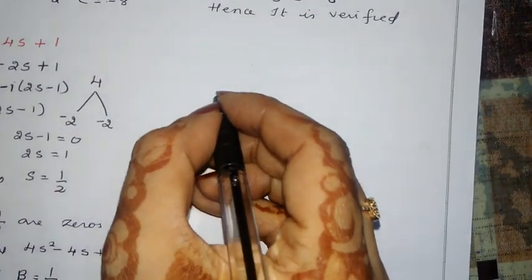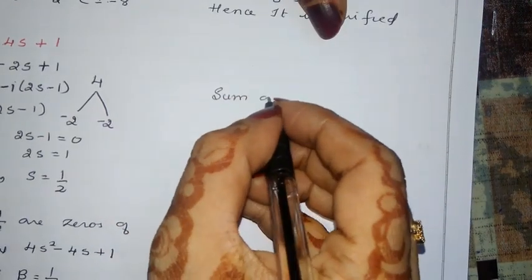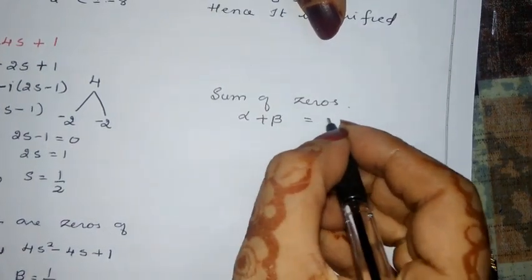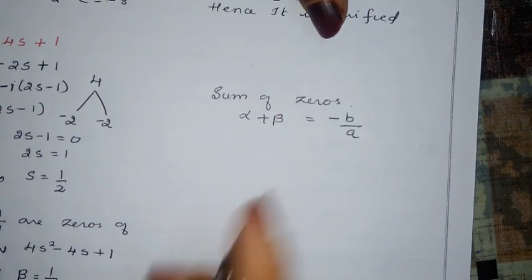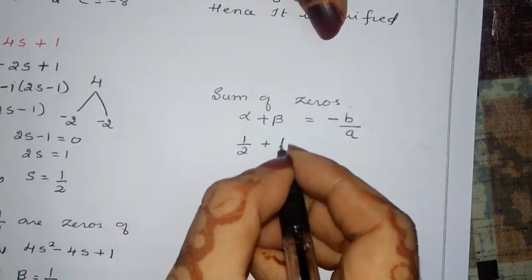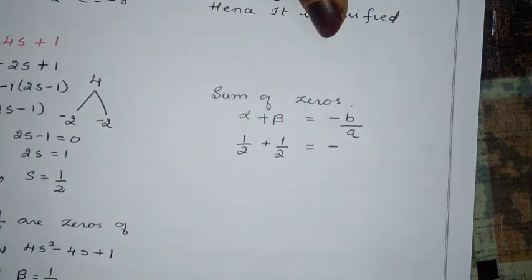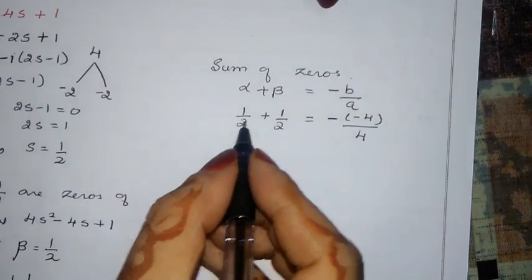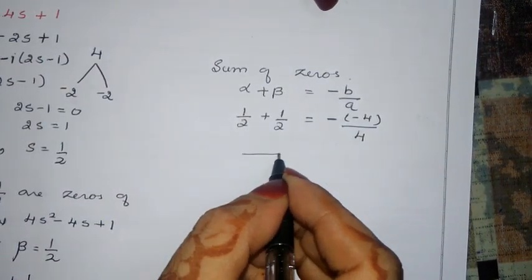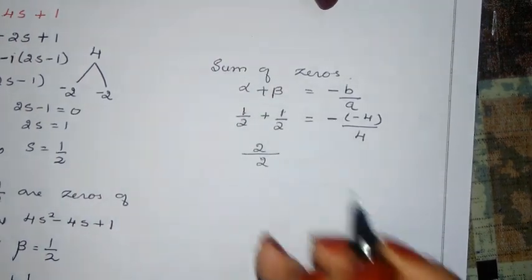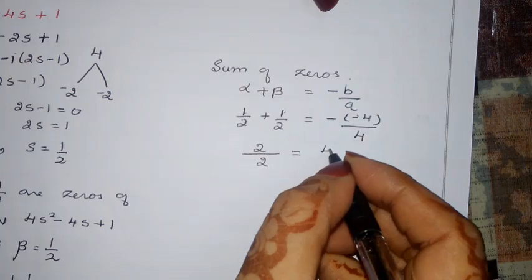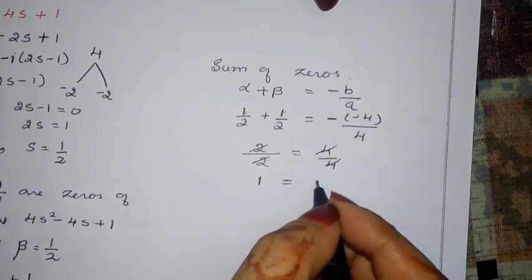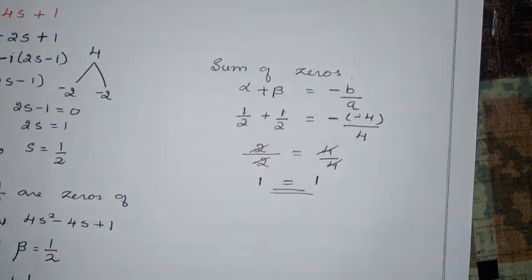First, how will we find the sum of zeros? Sum of zeros is alpha plus beta equal to minus b by a. Alpha value 1 by 2 plus beta value 1 by 2, equal to minus sign as it is, b value is -4, a value is 4. 1 by 2 plus 1 by 2, denominator same, 1 plus 1 is 2, equal to minus minus plus, so 4 by 4. 2 by 2 gets cancelled to 1, and 4 by 4 also gets cancelled to 1. So we got the same answer.